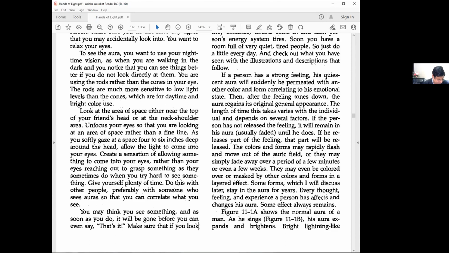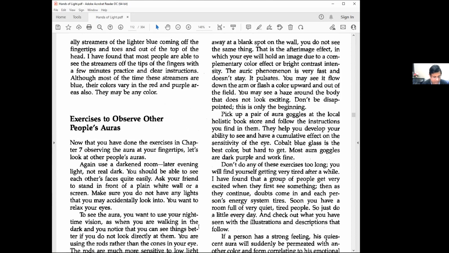You may think you see something, and as soon as you do, it will be gone before you can even say, that's it. Make sure that if you look away at a blank spot on the wall, you do not see the same thing. So this becomes important, right? If you are seeing the same thing in a blank space also, then that becomes a problem. Okay. So you have to be able to defocus your eyes. That is the most important thing over here.